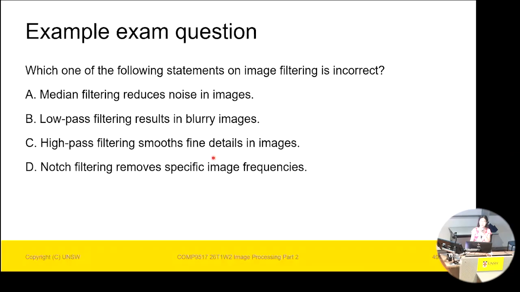Next week, we will move on to feature extraction. That's more like computer vision, how we extract features from the images first, and then we can apply classifiers to convert the features into certain interpretations of the images. Okay, that's all for this week.